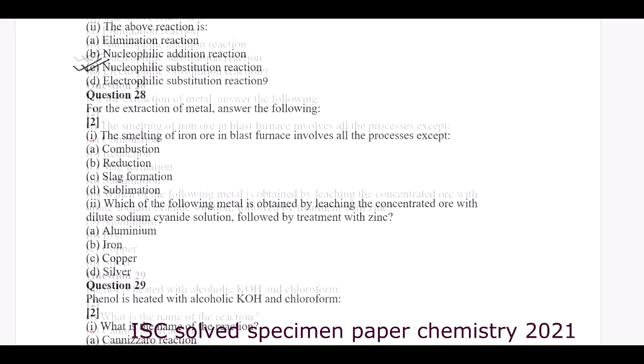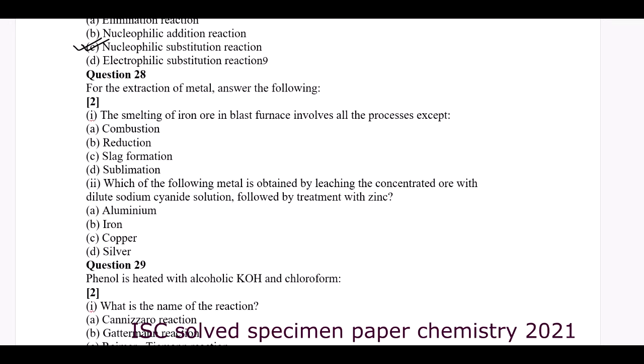Question number 28. For extraction of metal, which one of the following will be correct? The smelting of iron in blast furnace involves all the processes except: in blast furnace combustion is there, reduction is there, slag formation is there, but not sublimation. So the answer will be sublimation. Which one of the following is obtained by leaching the concentrated ore with dilute sodium cyanide solution? We know in case of silver extraction we need cyanide solution, then silver argento cyanide or silver salt will form after the treatment with zinc. So the answer will be silver.